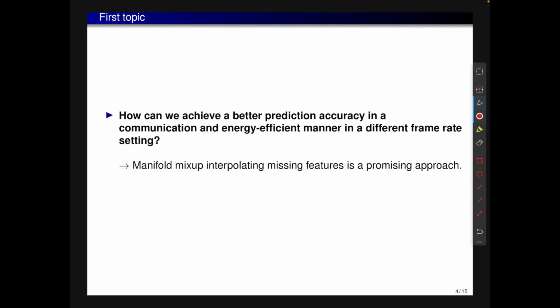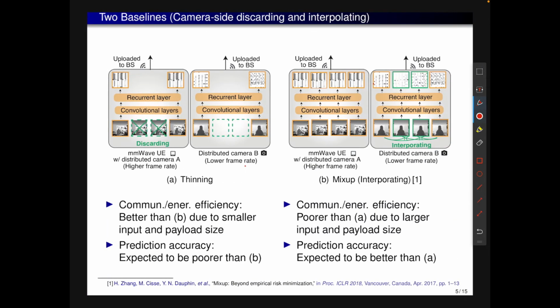Given the multimodal split learning in the two camera case, the first topic is to answer how we can make different frame rates compatible with each other in a communication and energy efficient manner. Before we take up our proposal, I would like to mention the problem by providing two naive baselines, that is, thinning and mix-up. In both cases, we consider two cameras. One has a higher frame rate and the other has a lower frame rate. So camera B basically lacks the images corresponding to the other one here.